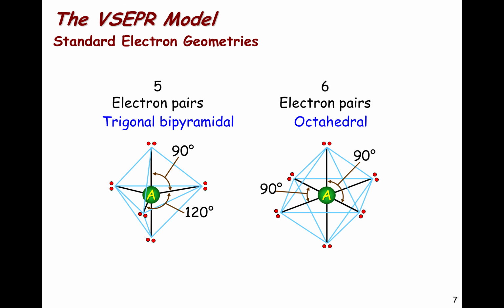In addition to that, it's possible to have 6 electron regions. This goes to the corners of the so-called octahedron, and in this case, all of the angles are 90 degrees.